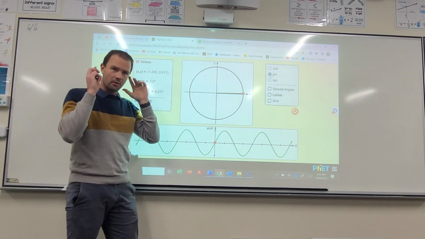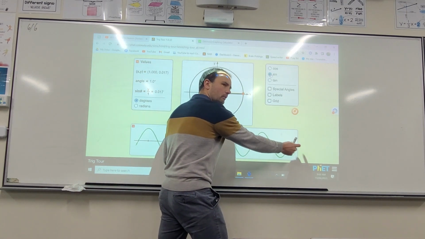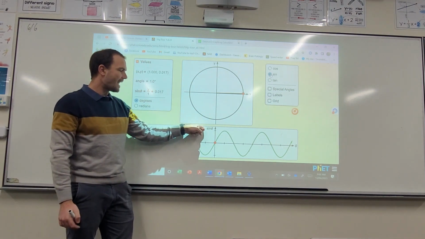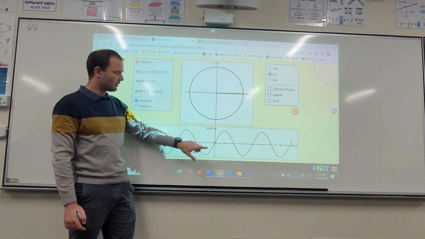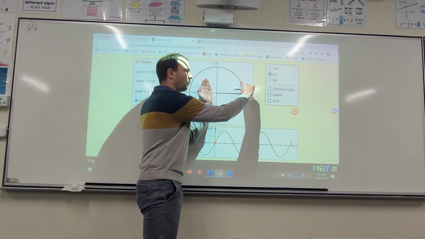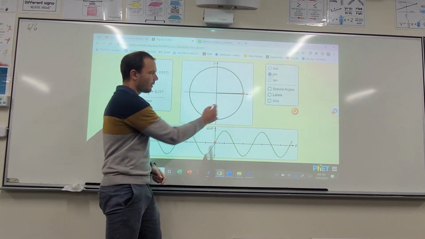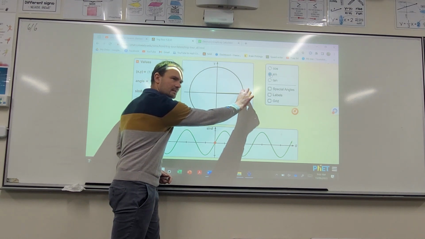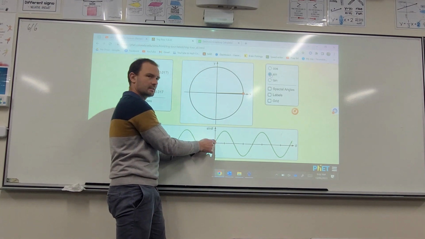Okay, so that's what we have on the x-axis for our graph here. We have the angle theta. All right, and we're doing the graph of y equals sine theta. That means the y value on this graph is going to correspond with the y value on the unit circle. So we can see when the angle is zero, the y value is 0. And so we have the angle is 0, the y value is 0.